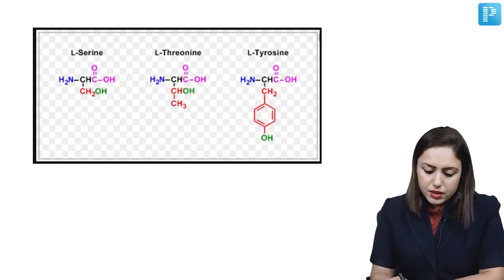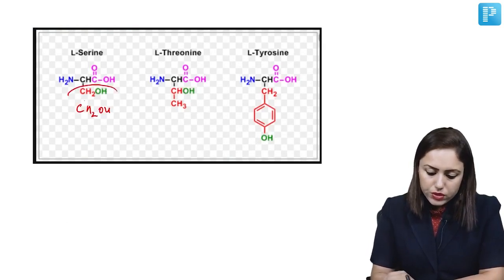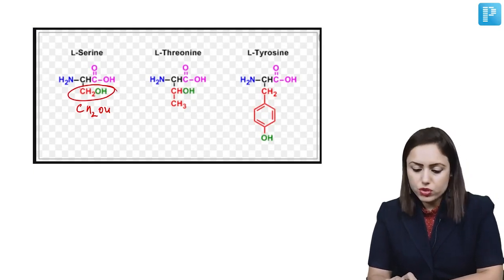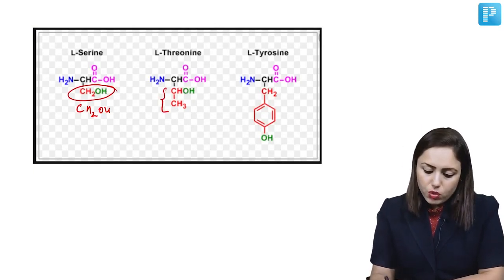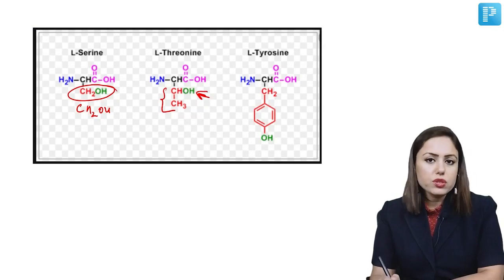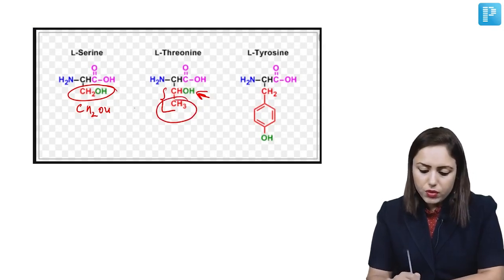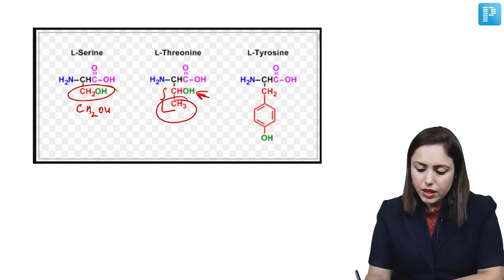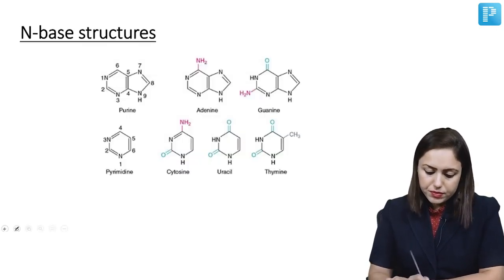Then serine. In serine, after the basic structure, there is CH2OH, this one carbon with OH. In threonine, there are 2 carbons and 1 OH. Okay, you just add 1 methyl group to serine, it becomes threonine. Then tyrosine, we have already done.